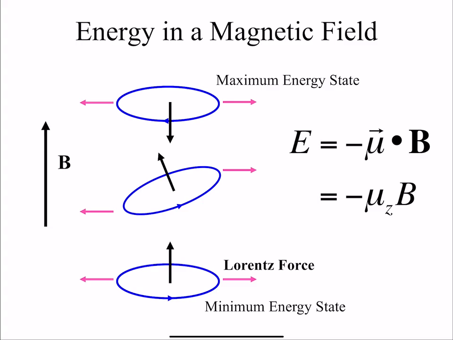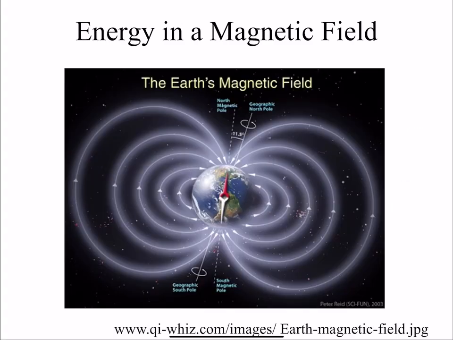If you look at the Lorentz forces, there's a very stable state where, if you have a field pointing this way, the magnetic moment pointing in the same direction is where the system would like to stay. Another state you could put it in is anti-parallel, but that's not a very stable state. Any perturbation is going to try to move it back down. So we've got a low energy state and a very high energy state, and all these states in between. That's the fundamental thing we have to think about.